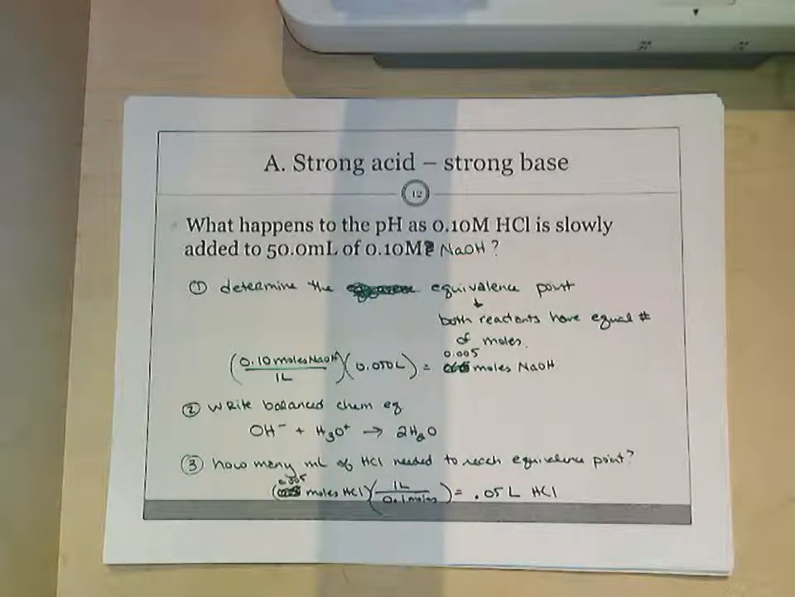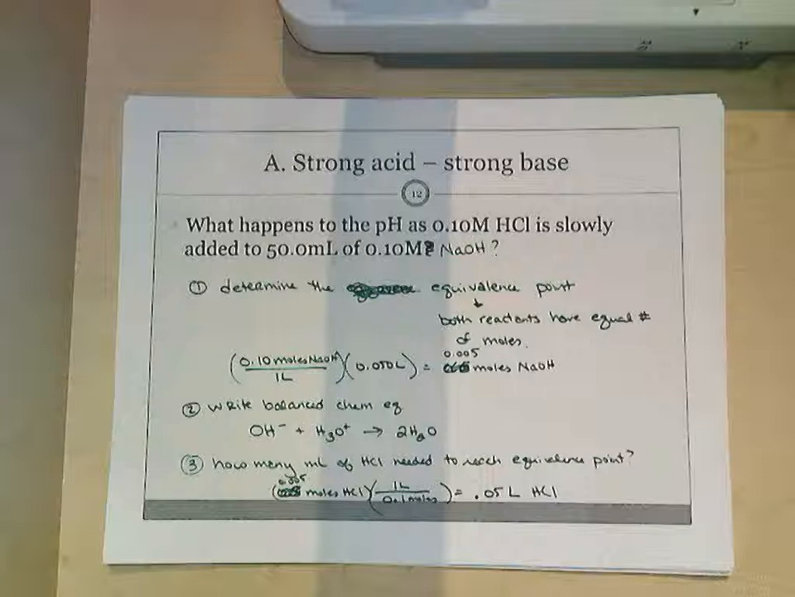All right, so how many milliliters do I need if I need 0.05 liters? Right, 50 milliliters? That makes sense? Could you have guessed that already? You could have, right? Because they're equal molarities. It's a 1-to-1 ratio, so you would expect it should be 50 milliliters of each.